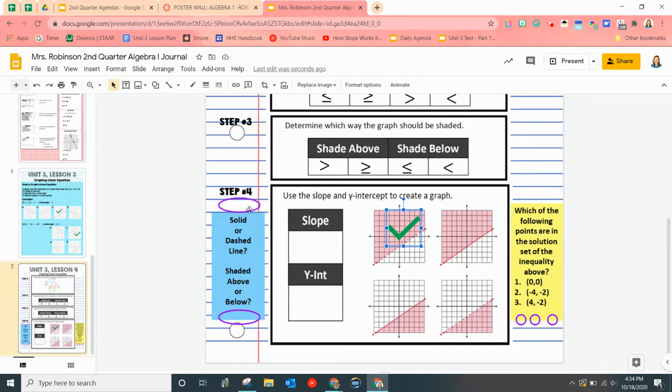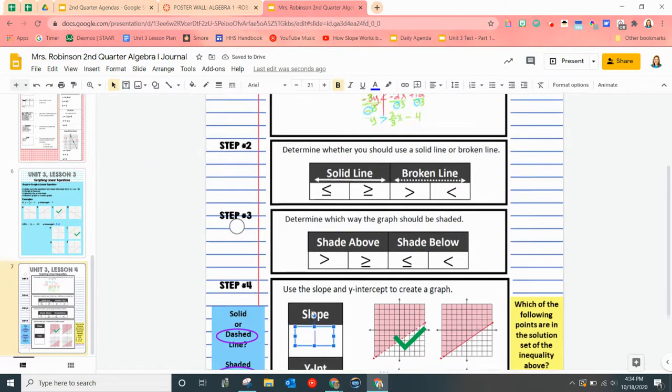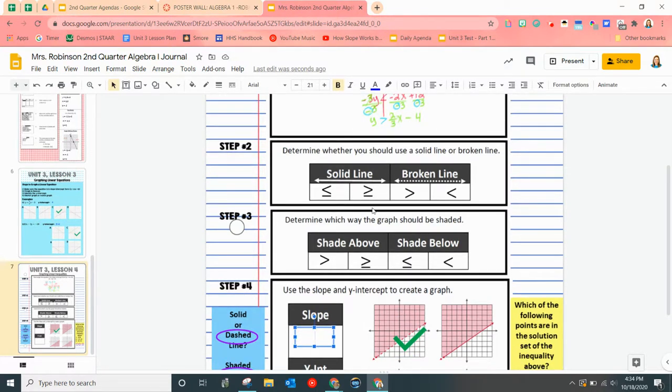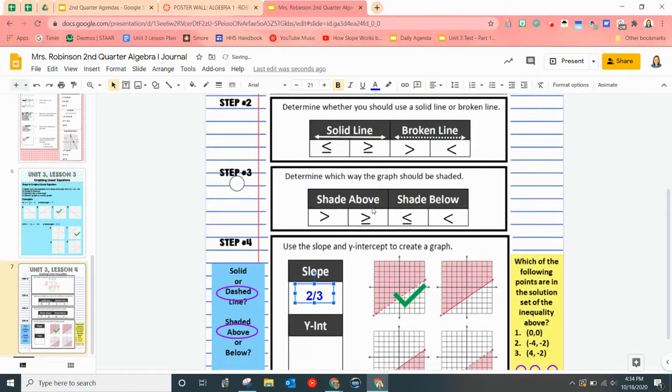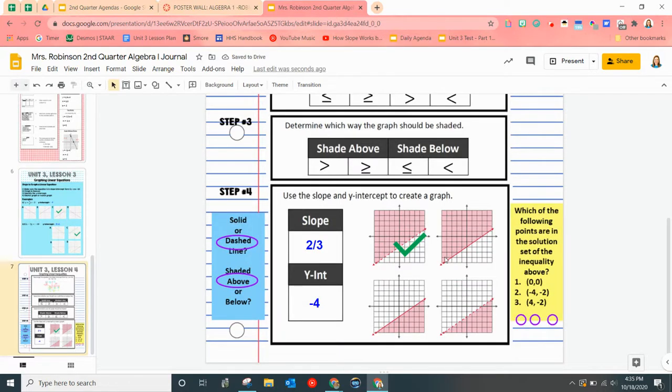So is it a solid or a dashed line? Well, we said ours is going to have to be dashed. We said it's going to have to be shaded above. No doubts. So this has to be our graph right here. This is the one. Now, what is our slope? We can type in our slope. Well, we know our slope has to be what's sitting in front of x, right? So that's 2/3. And what's our y-intercept? Oh, well, it's -4.